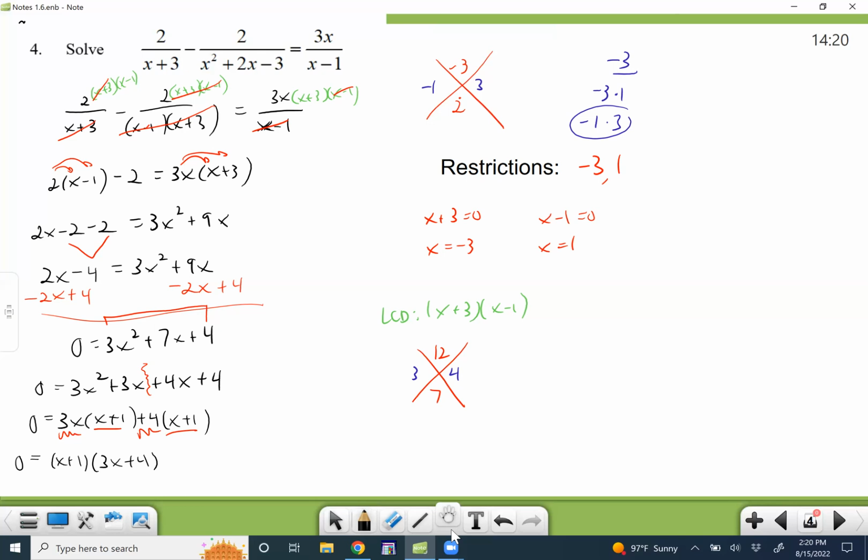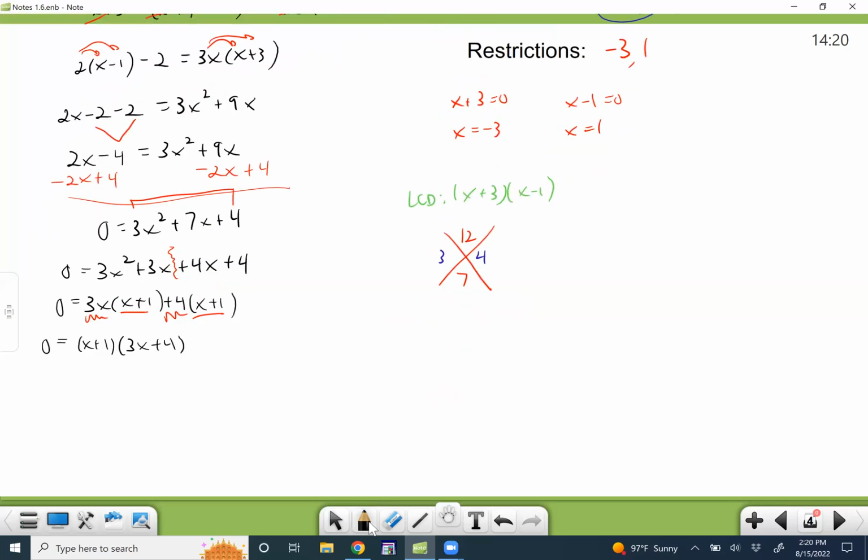And now we're ready to set each piece equal to 0. And we just have to make sure that when we get done, they aren't restrictions. So this one would get us -1. Let me go back. Hey, it's not a restriction, you guys. +1's a restriction. So box that guy. And then if we set 3x plus 4 equal to 0, you'll get 3x equals -4. And you'll divide by 3. X equals -4/3 is going to be our second solution.